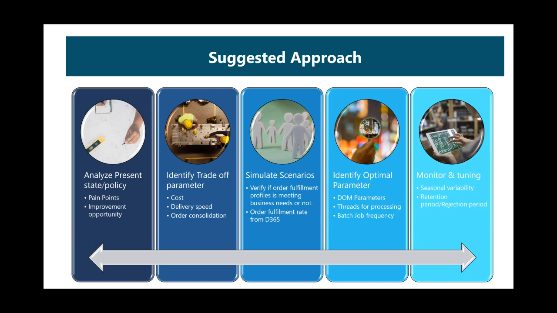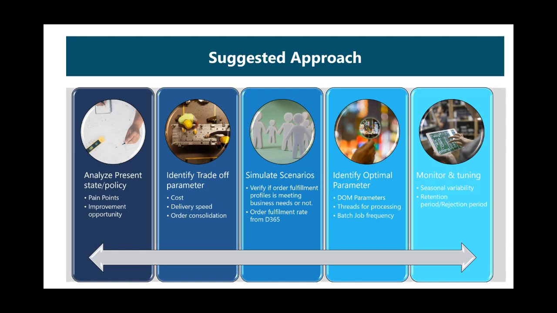And threads for processing is like when you're running this batch job. So if you are having only one server, then it may become a problem. So you may consider adding more servers for job processing, especially when you are having a large number of orders. And monitoring and tuning: DOM processing requirements might change over a period of time. In normal business it is okay, but during the holiday season they want to process more orders. So accordingly the parameters need to be updated for the heavy seasonal period.